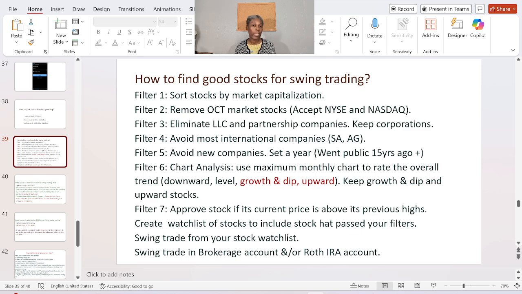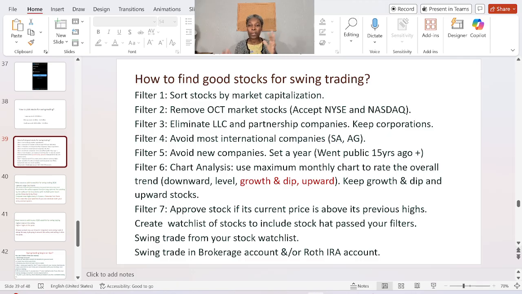And I like to avoid international companies that end with SA or AG. I also like to avoid new companies because the only analysis that I'm doing is technical analysis, narrowed to chart analysis using support lines. So I like to have stocks that went public more than 15 years ago, so that I have a good amount of data on the chart. I can see the chart fluctuation to have an overall feel for that company's stock and see if it's a growth stock, because I want growth at the bottom and growth at the top of the chart.